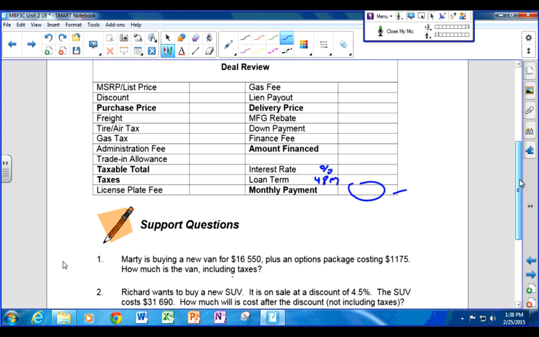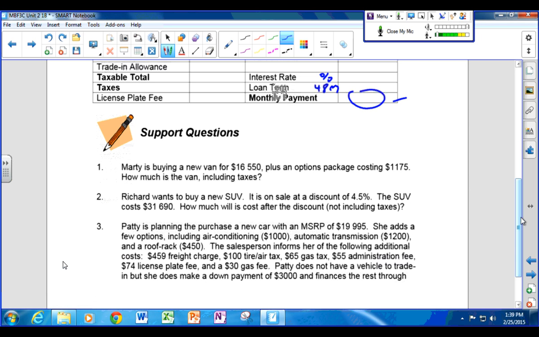Okay, so here we go. If you need to do the deal review, you could just photocopy that page 32, or just write them down. You don't have to write out the titles, as long as I can follow it if they ask you for a deal review. All right, here we go. Support questions.